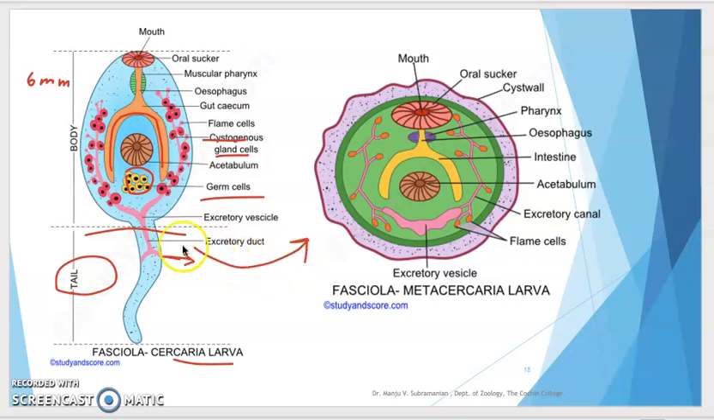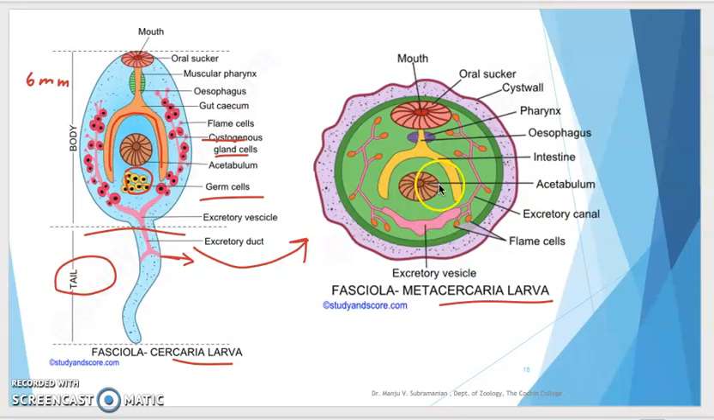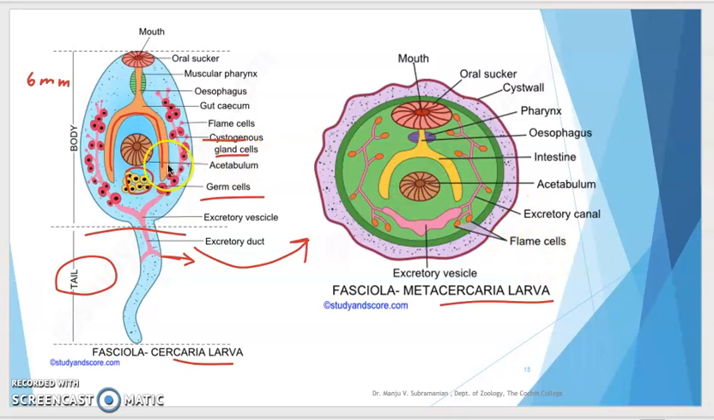Once again it loses its tail region and gets converted into the Metacercaria larvae by encysting. This Cercaria itself, by losing the tail, gets encysted by the secretion of the cystogenous glands, and the next larval stage is called the Metacercaria larvae. Now let's see the Metacercaria larvae in detail. Structurally, this encysted Metacercaria larvae resembles a Cercaria larvae. The major difference is the absence of a tail in Metacercaria.